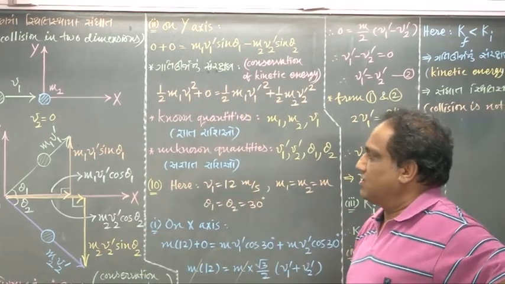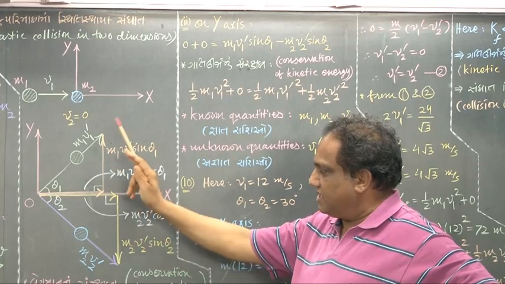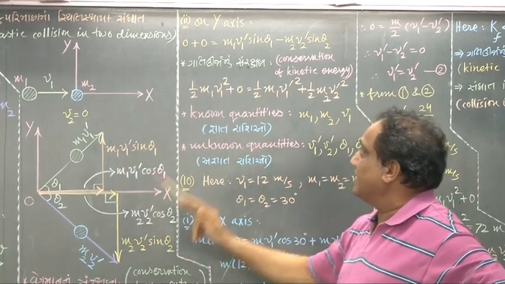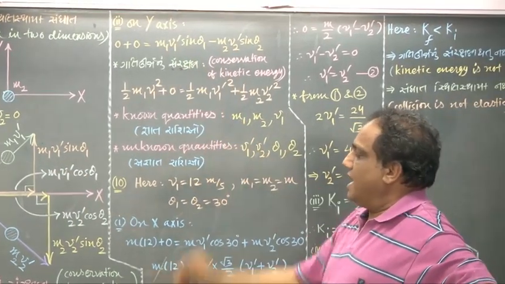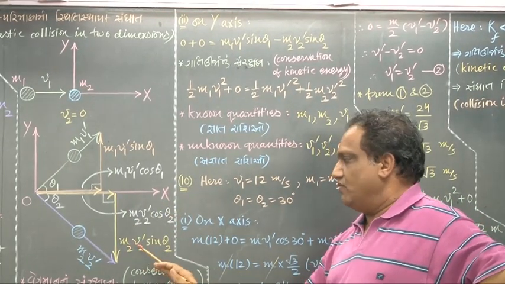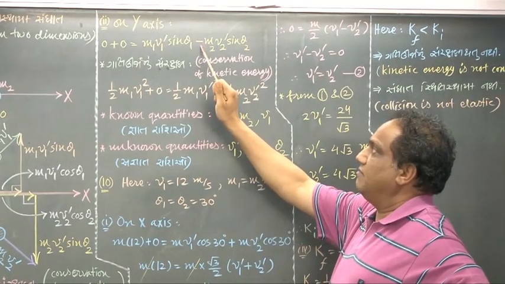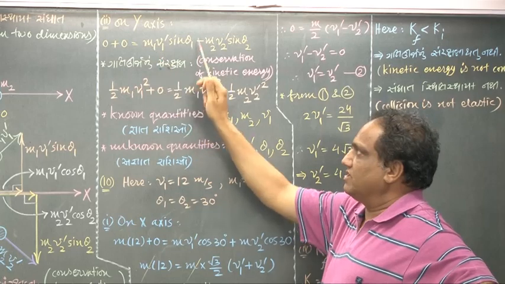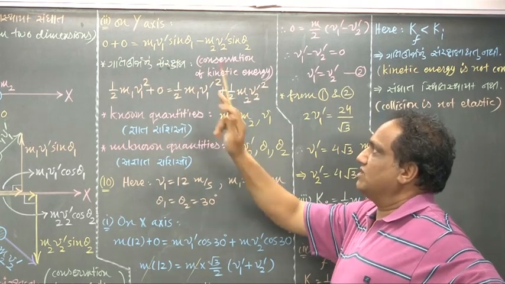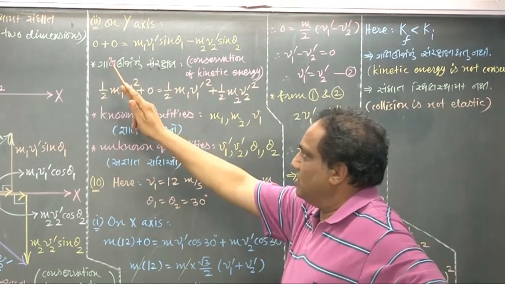And what about the final condition? Finally, it so happened that the momentum of the first body along the positive axis is m1 v1 dash sin θ1. And the momentum of the second body along the negative axis is m2 v2 dash sin θ2. Because it is along the negative axis, I must write minus. This is along the positive axis, this is along the negative axis. So I am writing minus m2 v2 dash sin θ2.